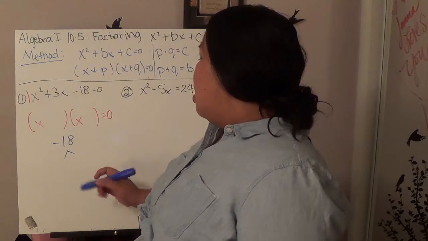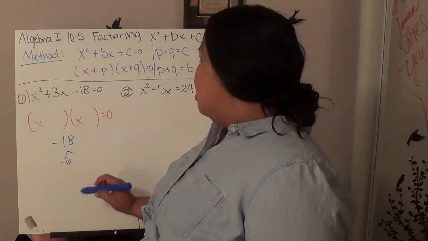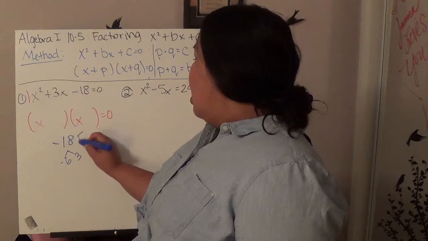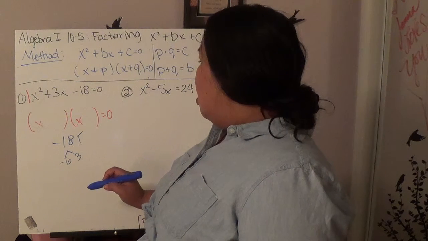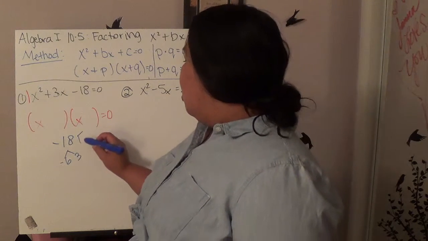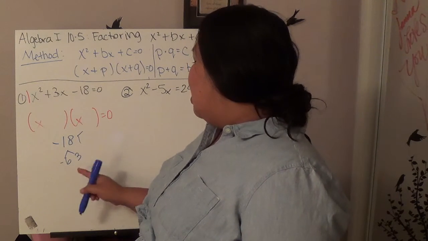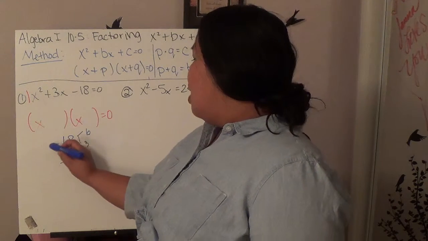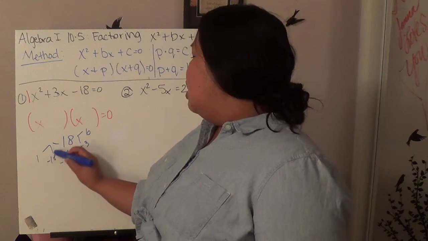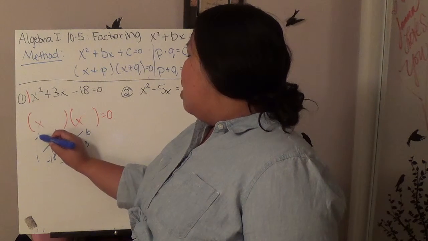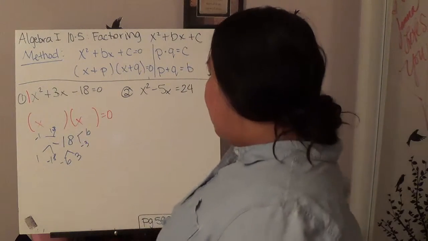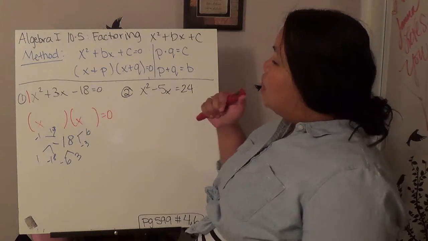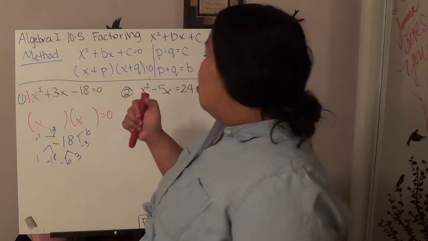So I know that negative 6 times positive 3 is negative 18. Let me see, you have 1 and 18, but that's too big. We have negative 3 and positive 6. We have 1 and negative 18. We have negative 1 and 18. So we have all these possibilities. And the magic one that can be our p and q is the one that, when I add them together, gets me this middle number right here.